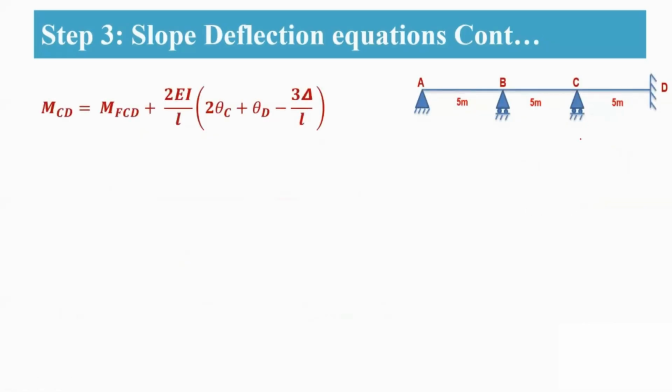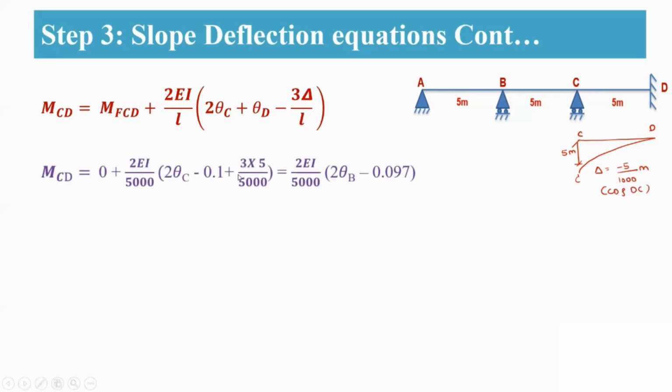Now coming to this CD span. So this is your CD. Now this has a settlement of 5 mm. So delta will be equal to a negative value, which will be substituted by 5 by 1000 meters, both in CD as well as in the DC cases. Now, why substitute this minus of minus? So this will become plus. So delta you are going to substitute by 5 by 1000.